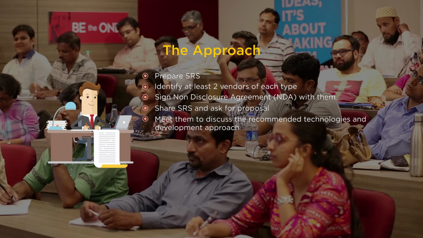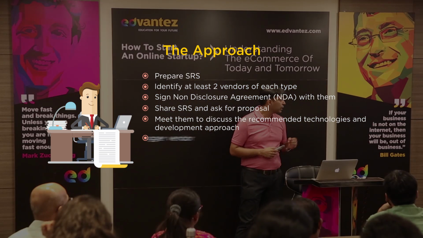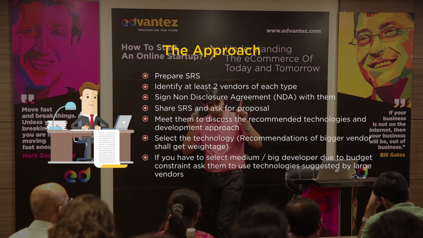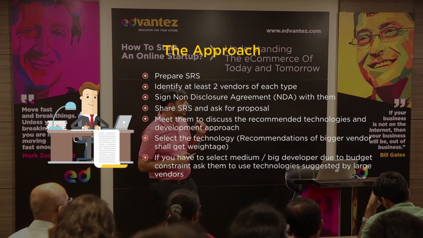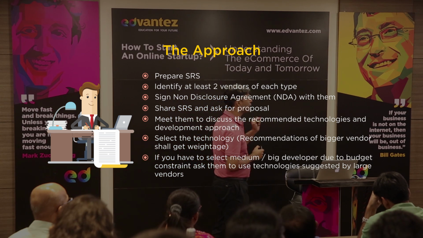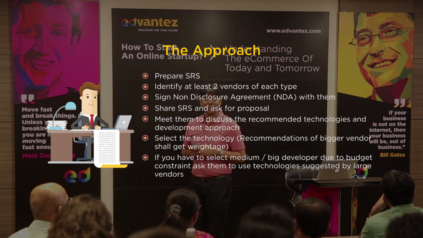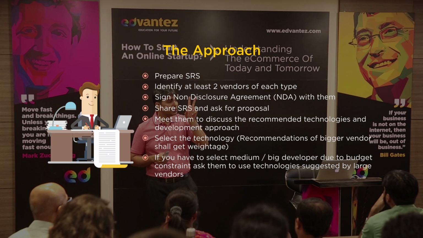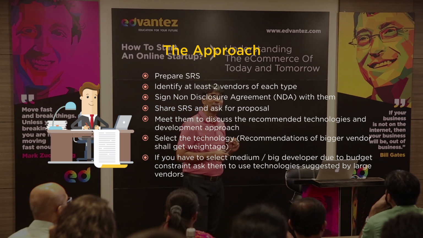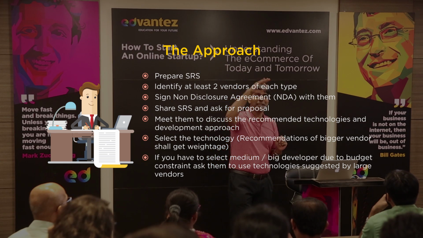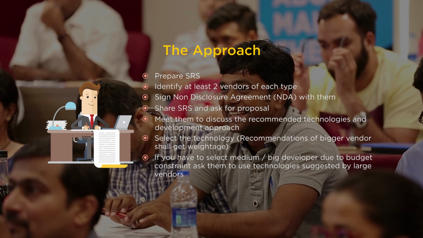Unless they have it. Okay? Select the technology. Now, this bracket says recommendations of bigger vendors shall get weightage. You know why we wrote that? Remember I said you have to have 2 for every type? What every type? Small, medium, large. Get the recommendations from the top guys, then use it.